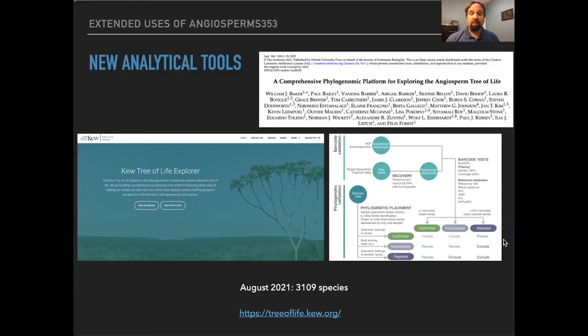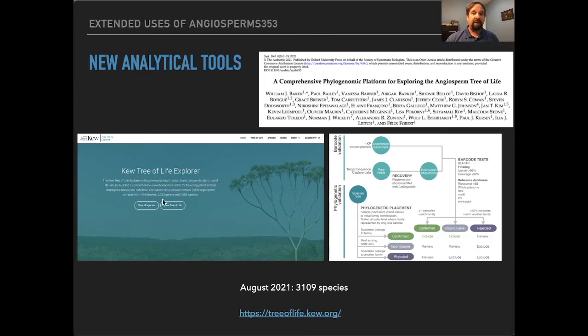The incorporation of more and more sequence data to help with analysis is also highlighted by another recent publication, that of the Kew Tree of Life Explorer. Many of the papers I mentioned were funded in part by the Plant and Fungal Tree of Life, or PAFTOL, initiative at the Royal Botanic Gardens, Kew. The PAFTOL folks have made all of the recovered sequence data freely available, along with information about Angiosperms353 genes, and even a tree of available sequences, over 3,000 species already sequenced after a few years.